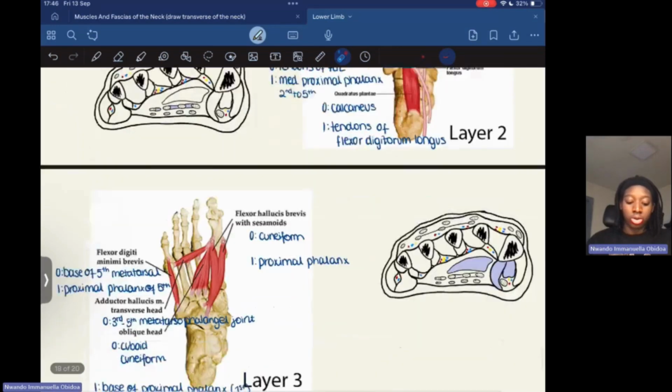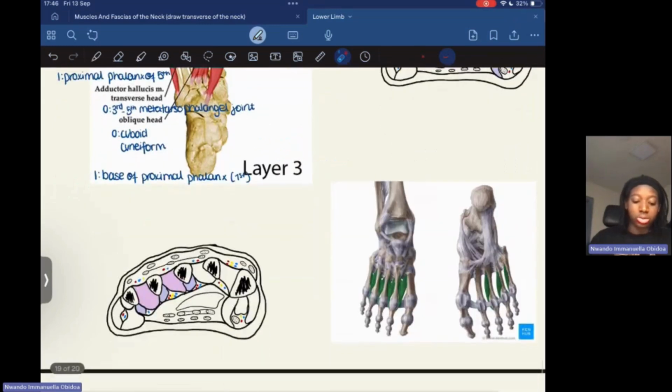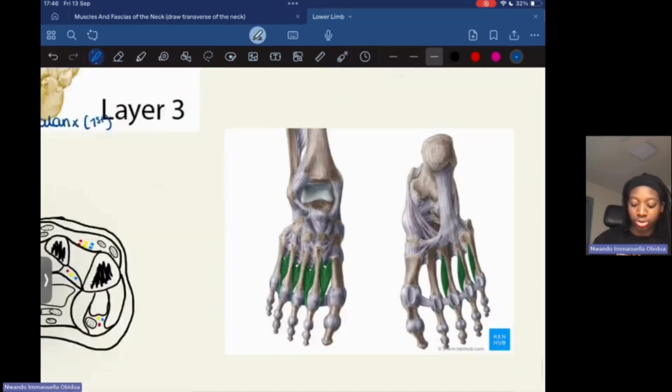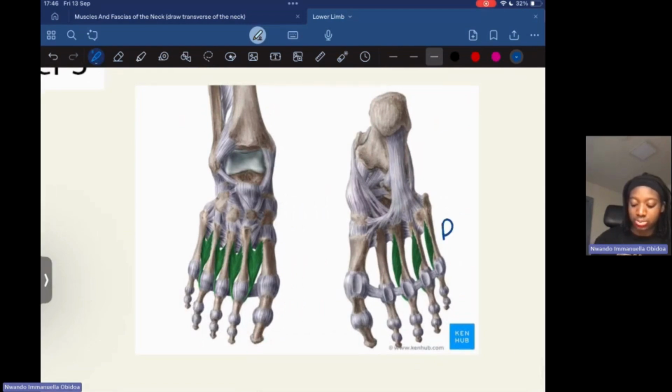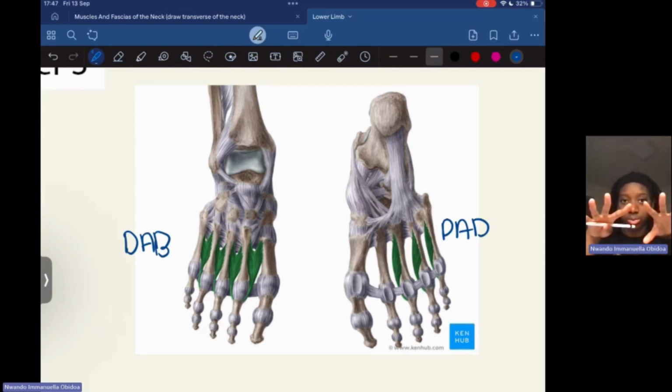And then your interossei muscles, these being the plantar, and these being the dorsal. The best way to remember it is PAD and DAB. Dorsal interossei abduct, and plantar interossei adduct. The dorsal ones, the toes separate, and then PAD, the toes come together.